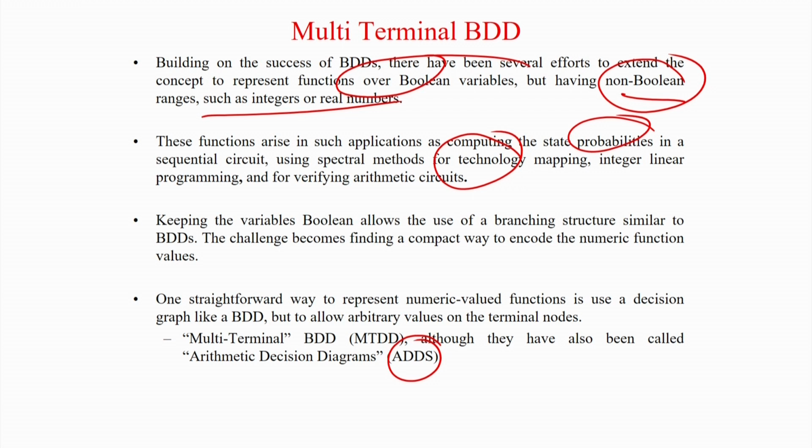So, this was a very straightforward approach, keeping the variable Boolean. If you keep the variables Boolean, you can have the same branching structure like a BDD or a binary tree, or the same philosophy you can apply, but the number of leaf nodes will be more, because if you are going for binary, 4 will be implemented by 100, 5 will be implemented by 101, and things will start blowing up. So that is the idea of multi-terminal BDD or arithmetic decision diagram.